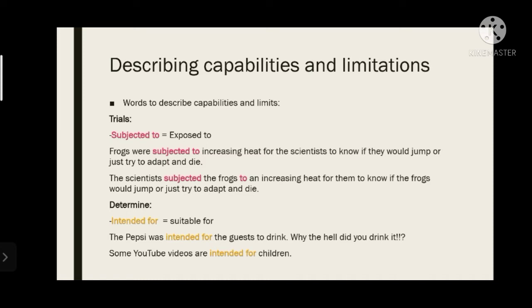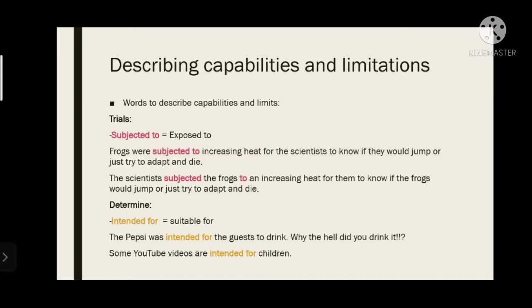You know, of course, about this experiment that they wanted to know the resistance of the frogs to heat. And what are they going to do? They put them in something that was increasing in heat, and it was opened, so the frogs could have jumped any minute. But instead, they kept on standing in this thing and kept adjusting their body temperature so that they could adapt to the heat.